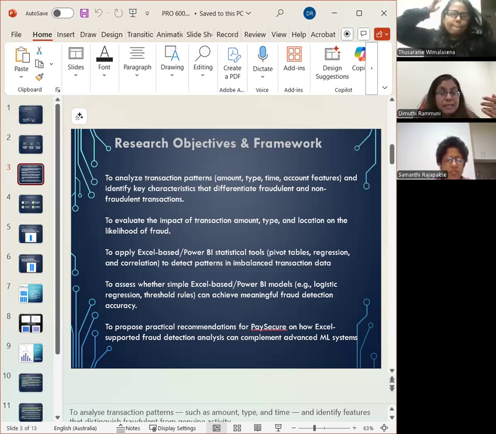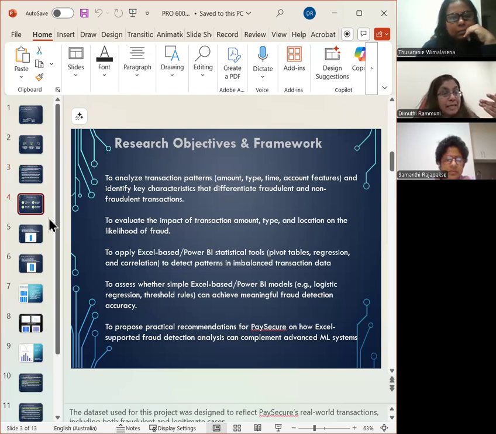The third one is to use Excel and Power BI tools such as pivot tables and correlation charts to find hidden trends in the data. The fourth one is to test whether simple analytical methods can still detect fraud accurately. The last objective is to give practical recommendations for combining Power BI insights with existing machine learning systems.